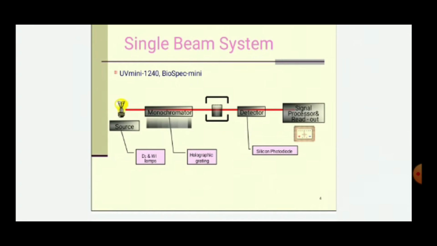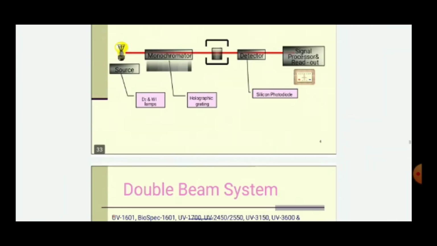UV visible spectrophotometer is designed in two ways: single beam system and double beam system. In the single beam system, we have location for only one sample cell. So we will first take the reading of the blank. Then in the same sample cell, we will add our samples one by one and take the reading.